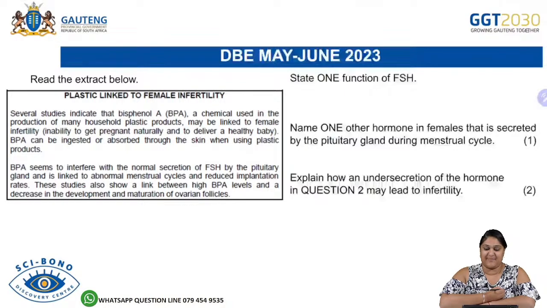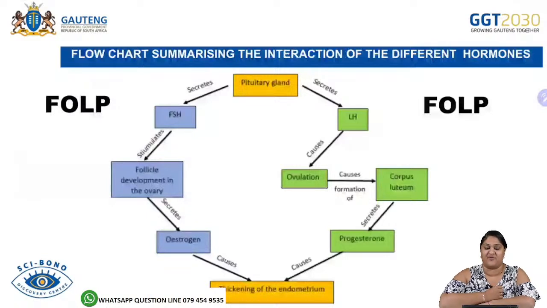Let's get back into it. This is a flow chart summarizing the interaction of the different hormones. Please study the slide very carefully. It gives you a little bit more information on what I was discussing in the previous slide, but I really want to do the activity that I have prepared for this section, which is going to help you sum up everything nicely. So this is an extract question.